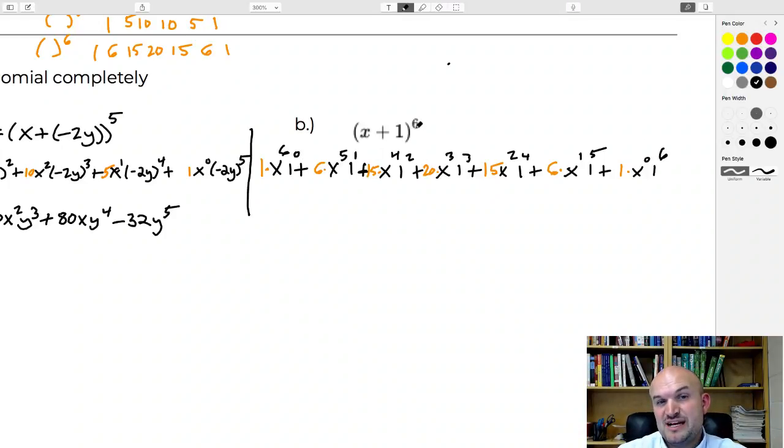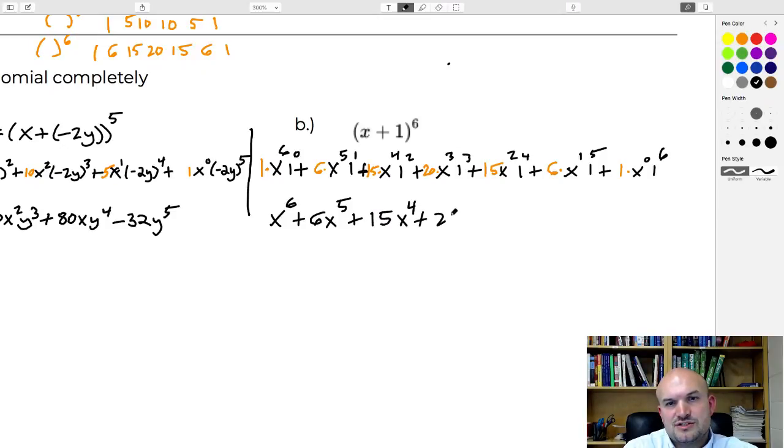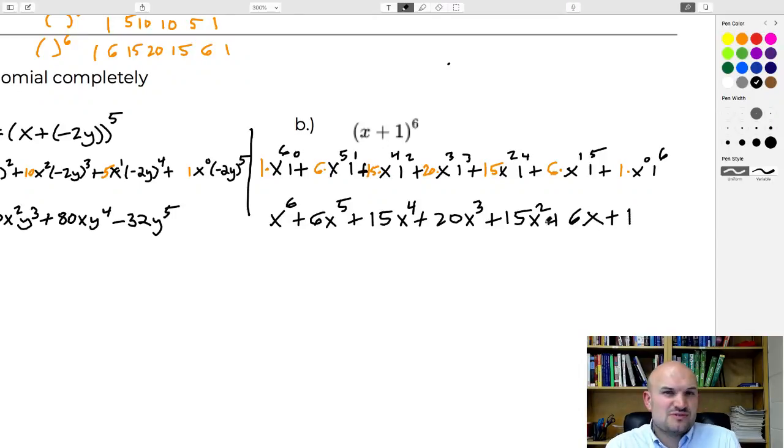If you have a binomial expansion raised to the 6th power, you're going to have 7 terms, you're going to have 7 coefficients. So everything's going to have to match up. So let's just go and write this answer here. x to the 6th plus 6x to the 5th plus 15x to the 4th, plus 20x cubed, plus 15x squared, plus 6x, and then plus 1.